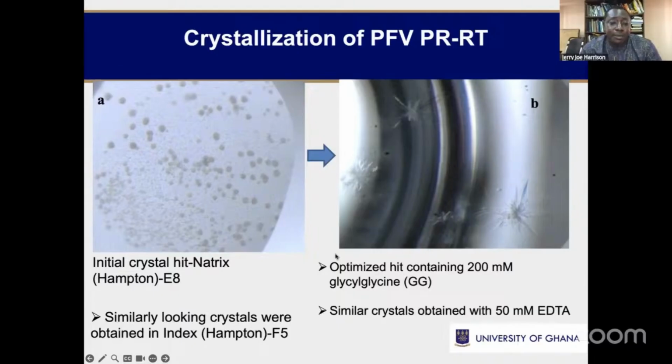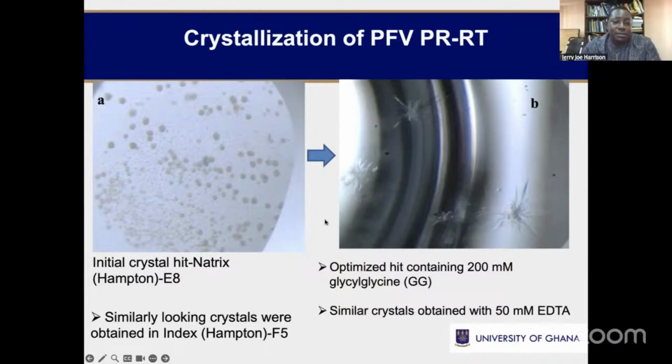And these had, in addition to the other components, 200 millimolar glycylglycine. And then in another Hampton Index H5, there was a similar type of crystal that had 50 millimolar EDTA in there. At this point, we had really gotten to our wit's end, and these crystals are virtually transparent. And so even fetching them was very, very difficult. And so using these for structure determination was really not going to be possible.